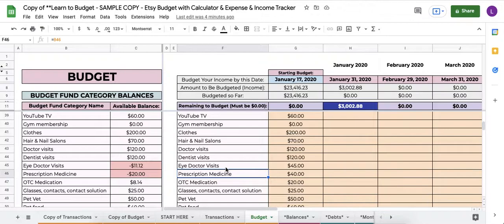All right? So I think you understand what this budget fund category balance is. It's the sum of all the money you've ever assigned, which will be the sum of every number you put on any given line towards a budget category, minus all the money you've ever spent on that budget category, will equal the amount you have available right here in the budget category.